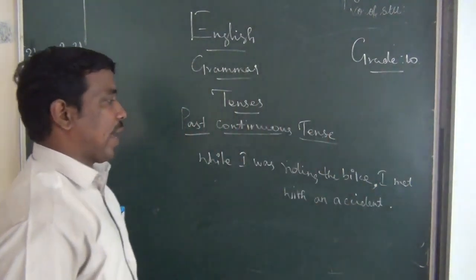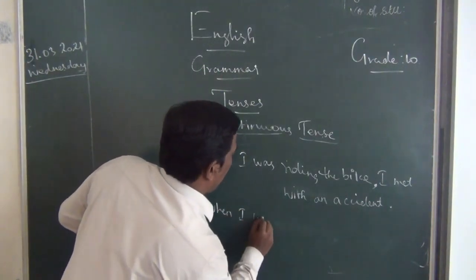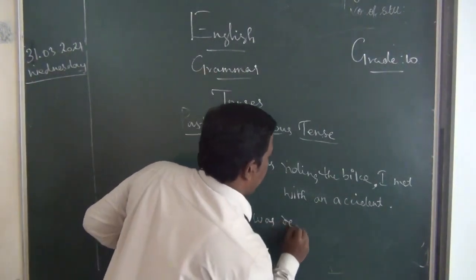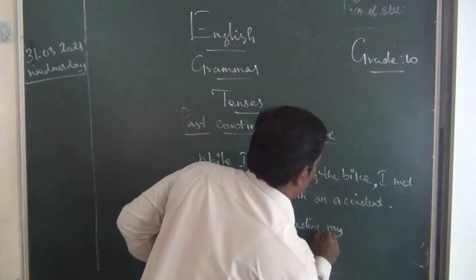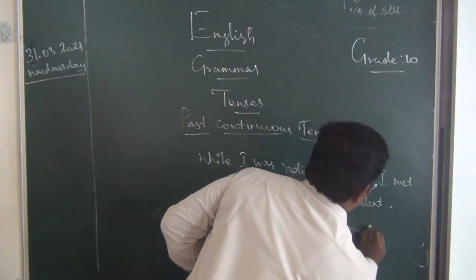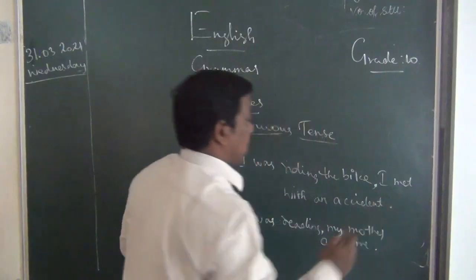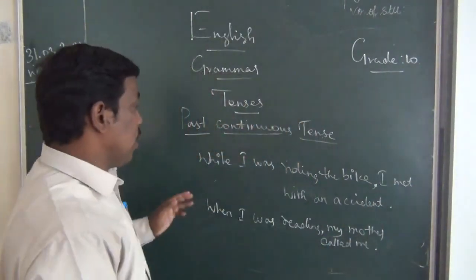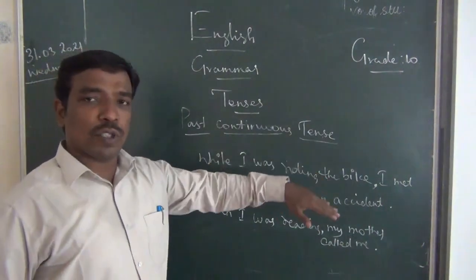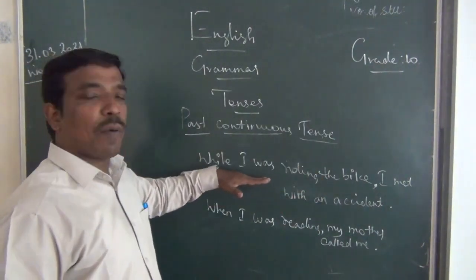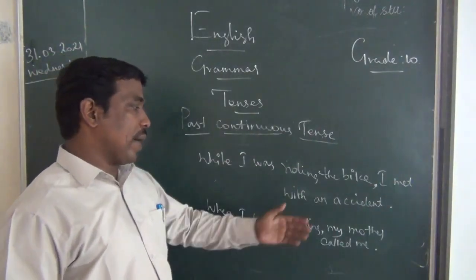Okay, I met with an accident. Okay, this is one. And when I was reading, my mother called me. Listen students, these places. Okay, so two past actions. One is a longer action, in between one short action. The longer action should be in past continuous, the shorter action in simple past. When I was reading, my mother called me.